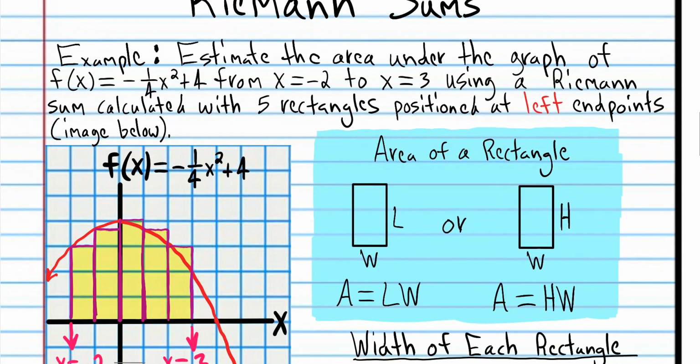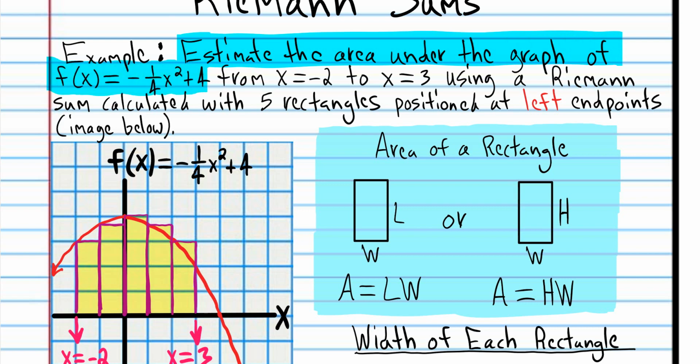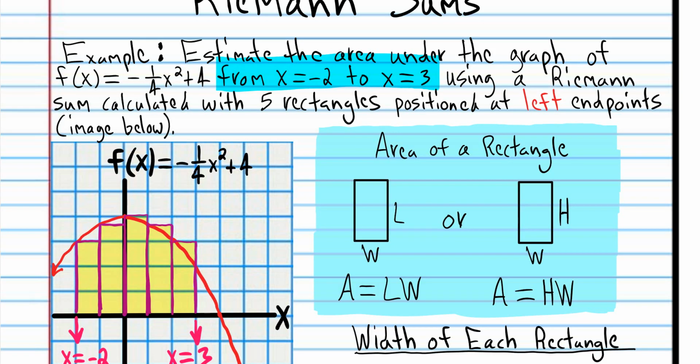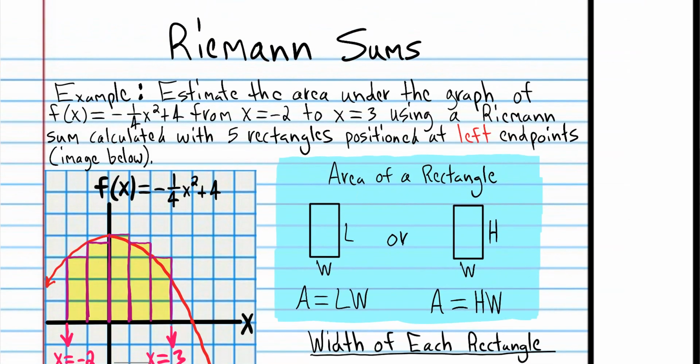So let's try this example. It says here, estimate the area under the graph of f of x equals -1/4 x squared plus 4. That's this function here. From x equals -2 to x equals 3. So that's the bounds, the horizontal bounds. And they want us to use a Riemann sum calculated with 5 rectangles. Notice that there's 5 rectangles down there. And they want those rectangles positioned at left endpoints.